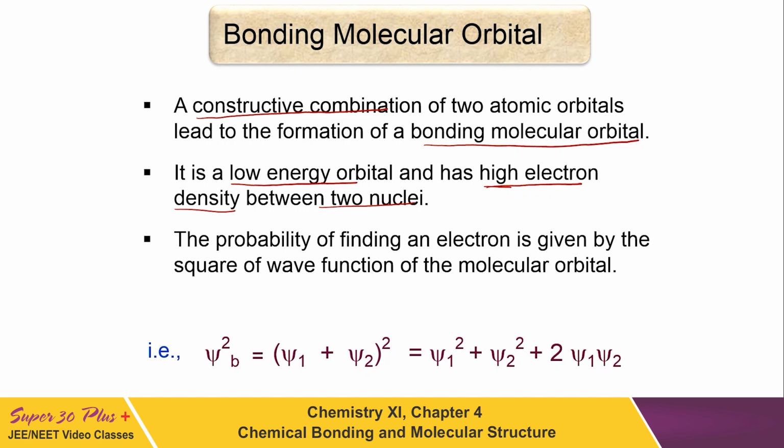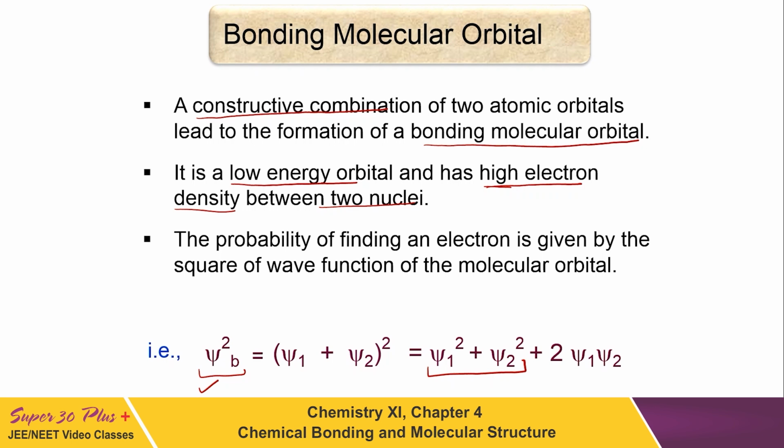So if you square the sum of the wave functions, like I said, psi BMO is equal to psi A plus psi B. If you square all the quantities, then it will be psi BMO square is psi 1 square plus psi 2 square plus 2 psi 1 psi 2, meaning the probability of finding an electron in BMO is equal to the sum of the probability of finding an electron in 1 and 2 separately, right? And the value is still more.